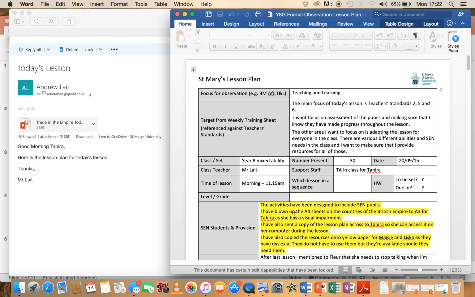So I've blown up the A4 sheets on the countries of the British Empire to A3 for Tahira, as she has a visual impairment. I've also sent a copy of the lesson plan across to Tahira so she can access it on her computer during the lesson. I've also copied the resources onto yellow paper for Maisie and Liska, as they have dyslexia. They do not have to use them, but they are available should they need them.